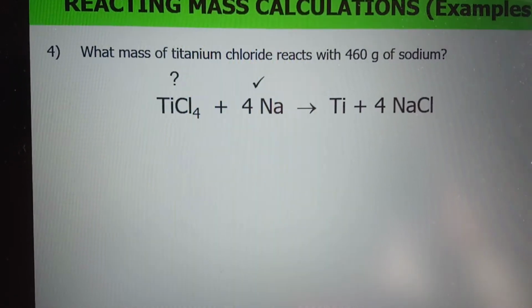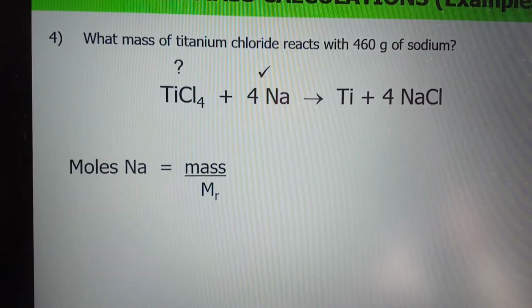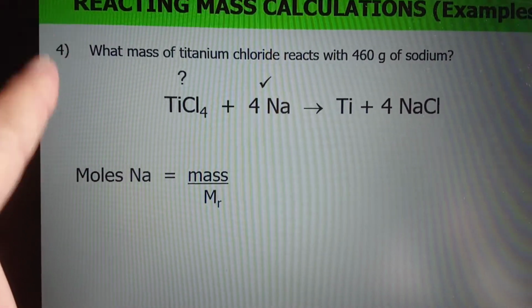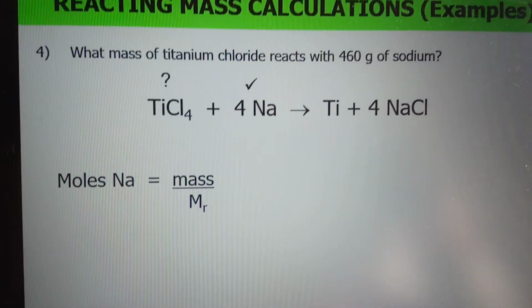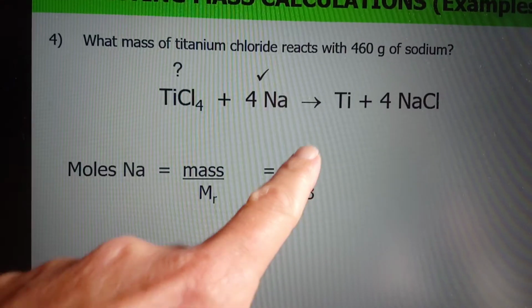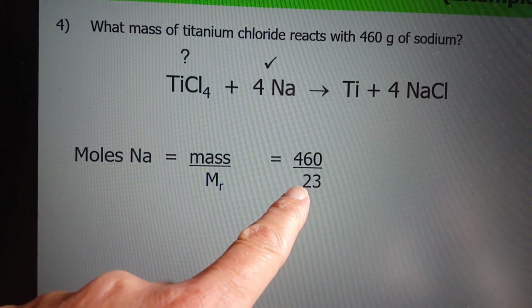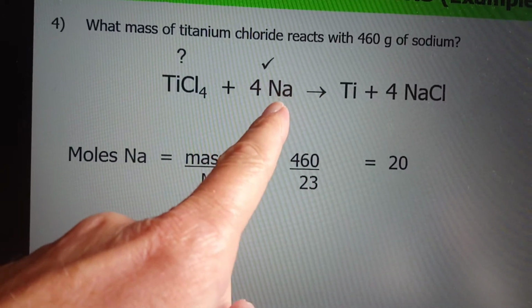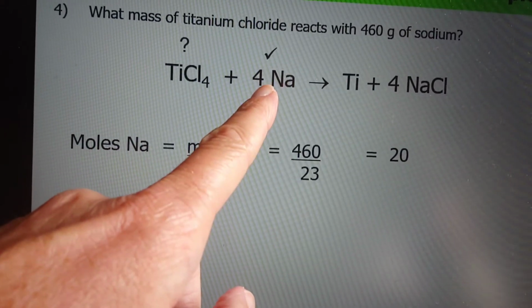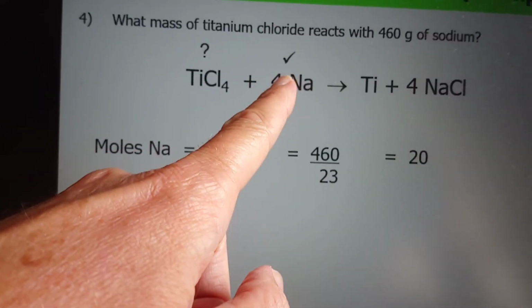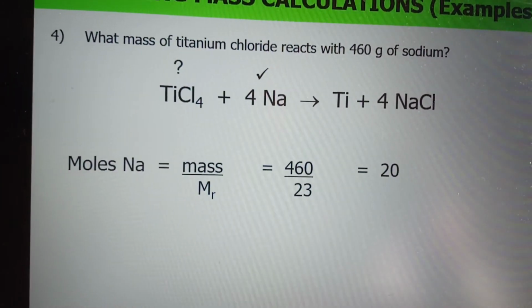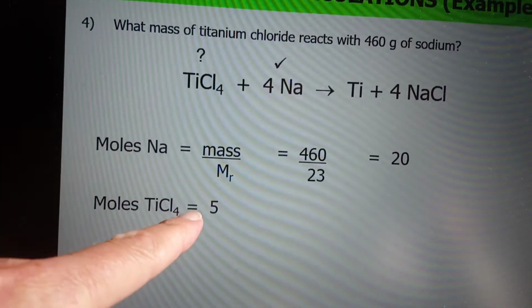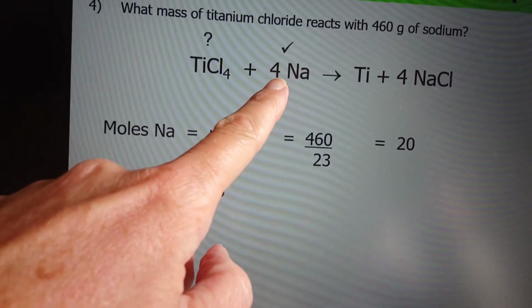So let's work out the number of moles we actually have of sodium. It's going to be the mass over the molar mass, which is going to be 460 grams over 23. So that's 20 moles. The ratio is 1 mole of that reacts with 4 of that. So if I've got 20 of that, how many moles of titanium chloride am I going to have? I'm going to divide it by 4. I'm going to have 5. So in reality, I've got 5 moles of that reacting with 20 of that.